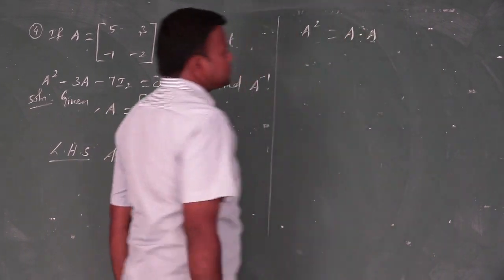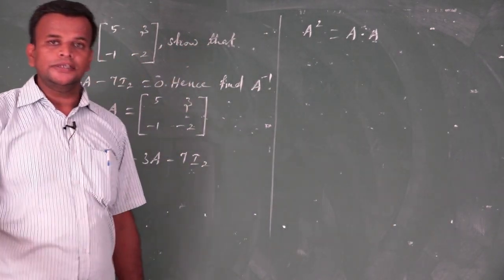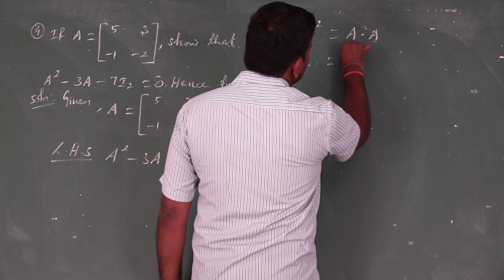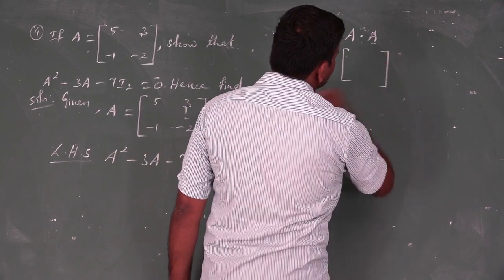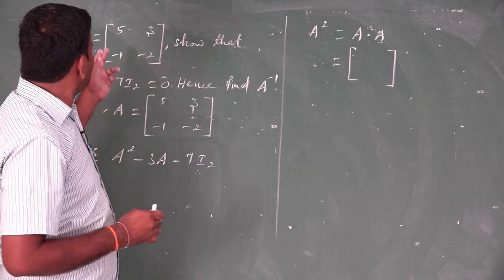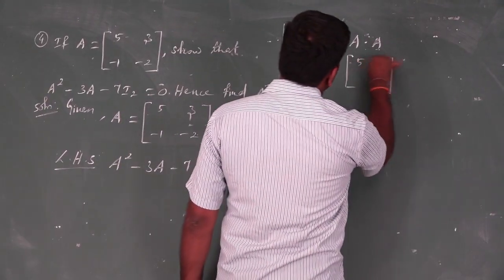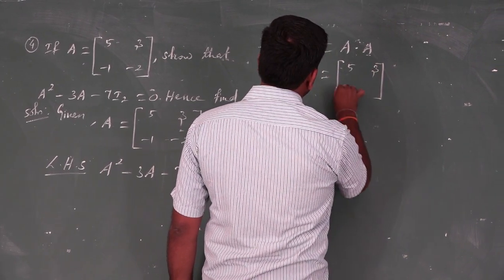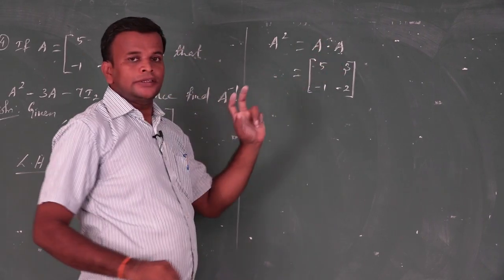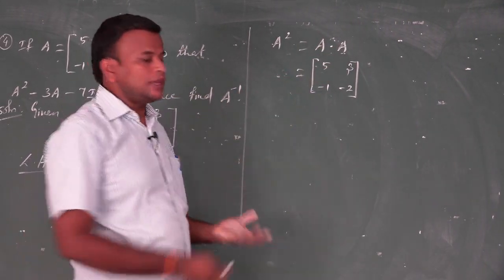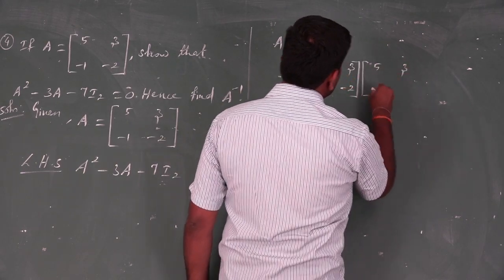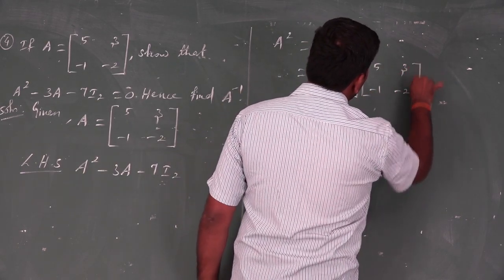You know very well, we write A square as A into A. A into A is A square. Now we write the value of the matrix A. So in A into A, the first matrix is A. What is the value of A? The value of A is 5, 3, minus 1, minus 2, into the next matrix, which is also A. So again we write A: 5, 3, minus 1, minus 2.